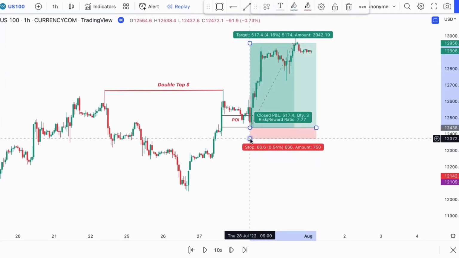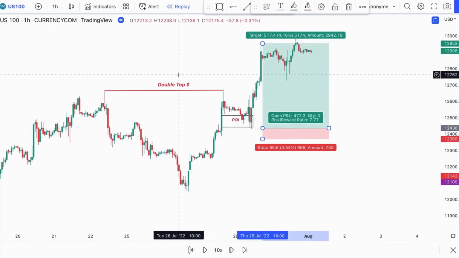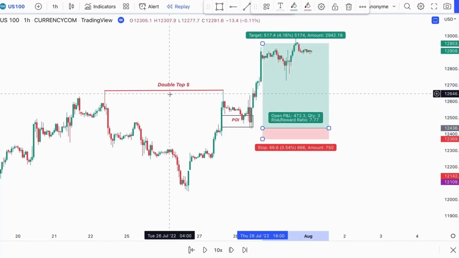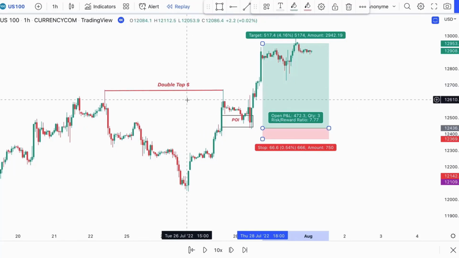We already know that liquidity has been created on purpose by big banks with this pattern of double top, so we will target this high liquidity area.